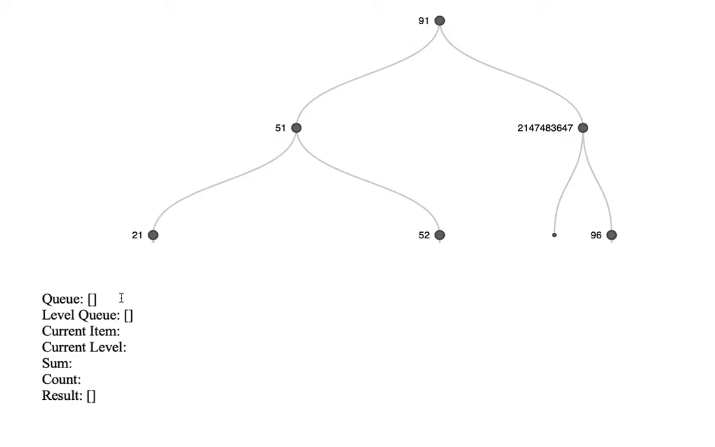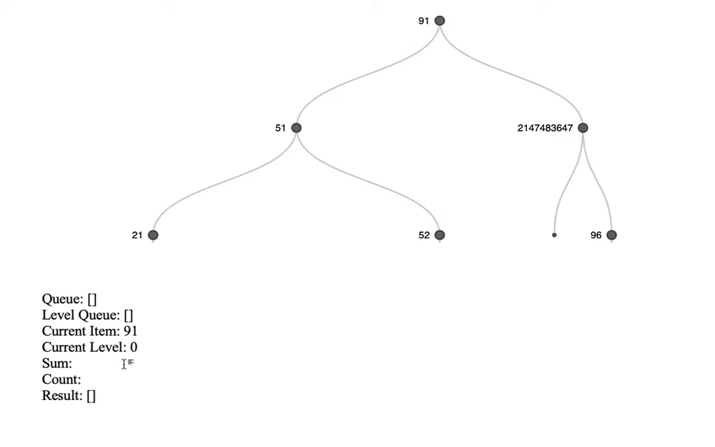I'll maintain the following data structure. I'll maintain a queue and a level queue, and then there would be some variables to keep track of the current item, the current level, the sum and the count at a particular level, and the result. We'll start by first of all enqueuing the root node, which is 91, and enqueuing its level, which is 0. And now we'll start dequeuing. First of all we'll dequeue the head or the front of the queue, which is 91. So 91 is dequeued, and the current level we dequeue from the level queue. So the current level is 0.